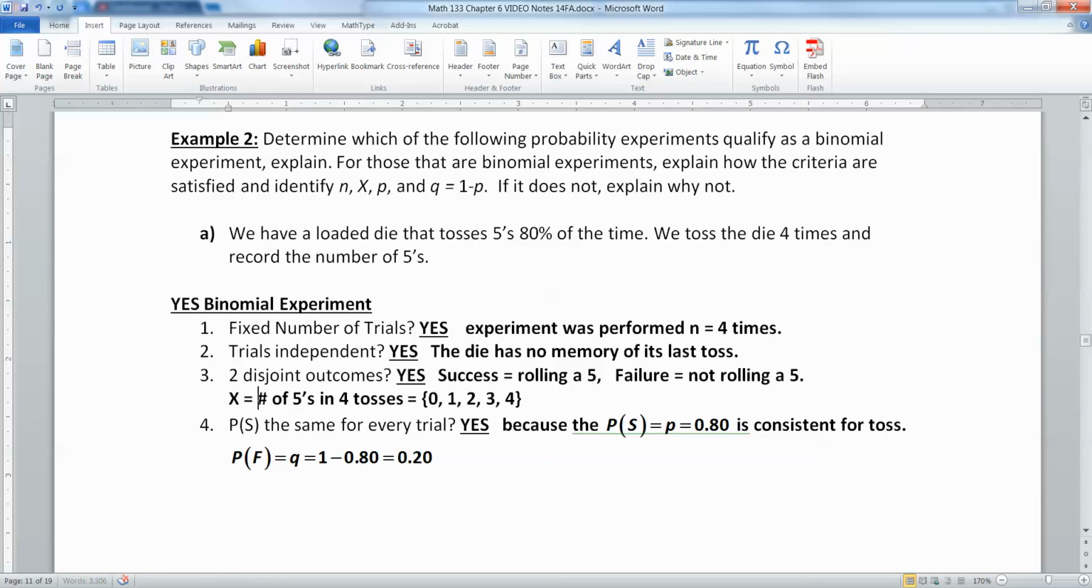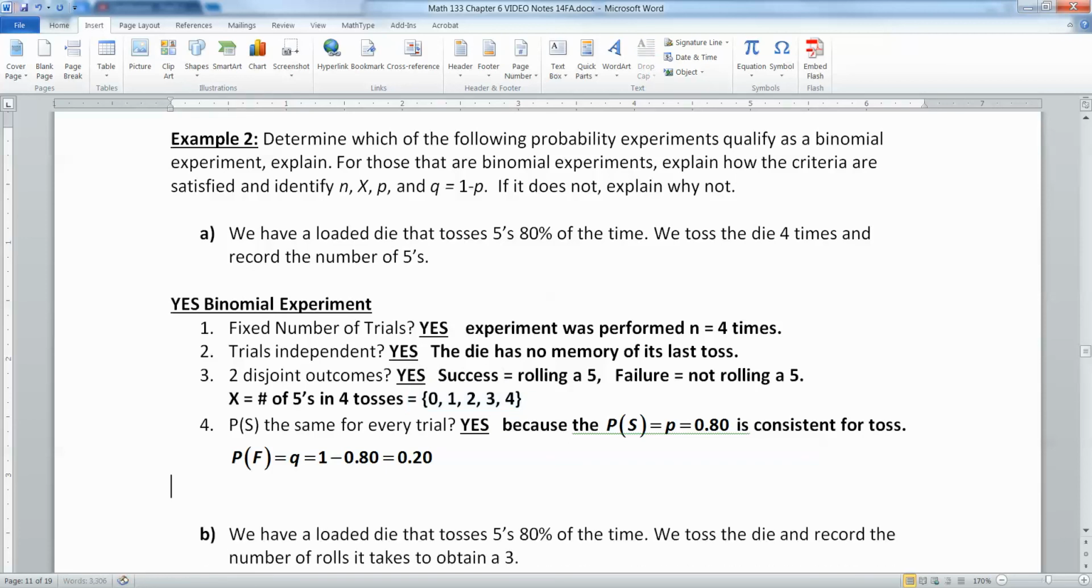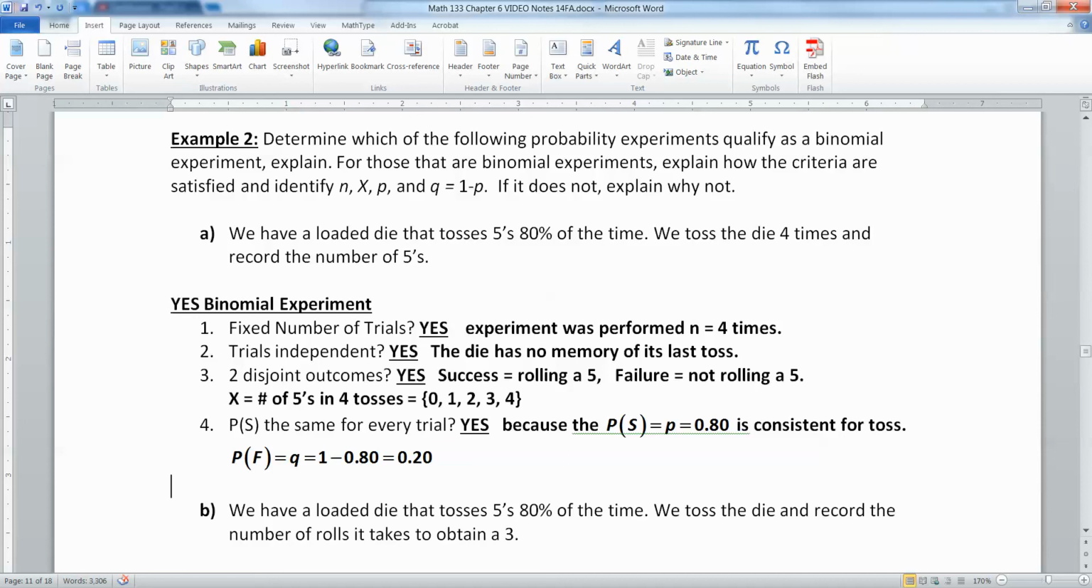The number of possible 5s you could have tossed in 4 tosses is your x value. So that's going to range from 0 all the way up to 4. And the probability of success is the same for every trial. Yes, it is. It's 0.80 because that was what the die was loaded for. And that means the probability of failure is 0.20.